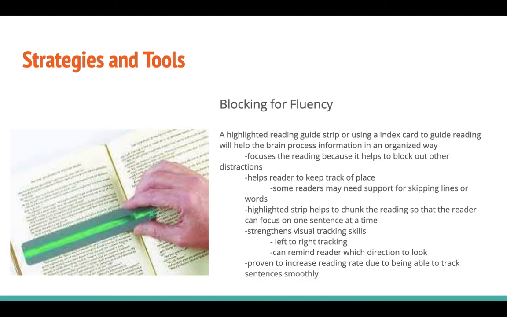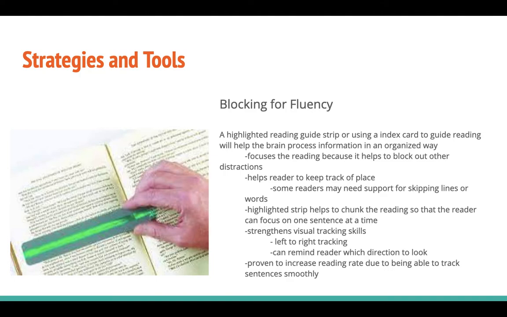Blocking for fluency. Using a highlighted reading guide or strip, or using an index card to guide reading will help the brain process information in an organized way. The guide helps to focus the reading because it blocks out excess words and information. The reader is able to keep track of place and can reduce skipping lines or over words.